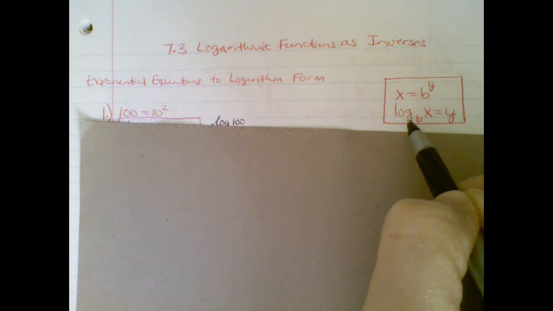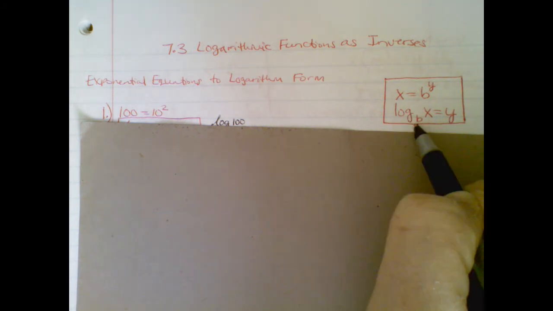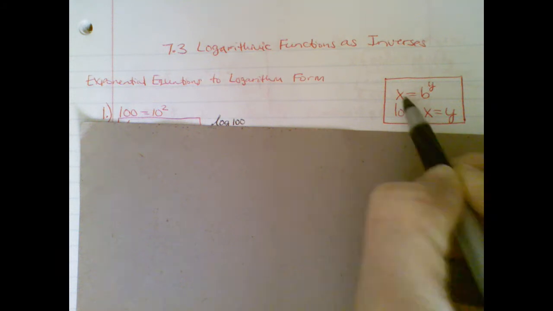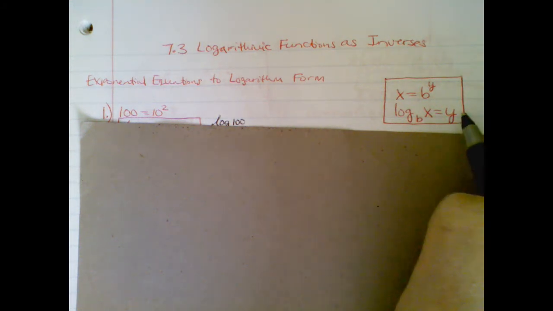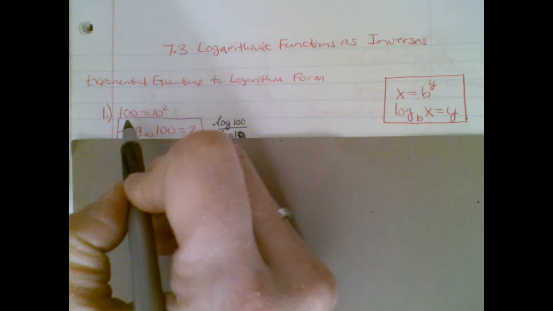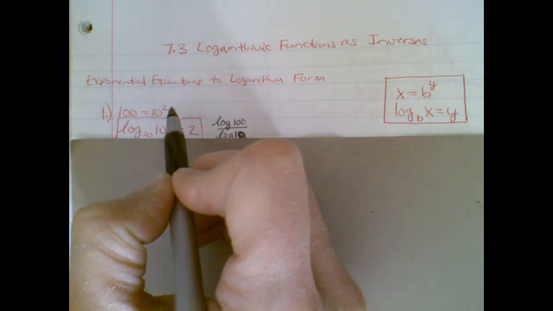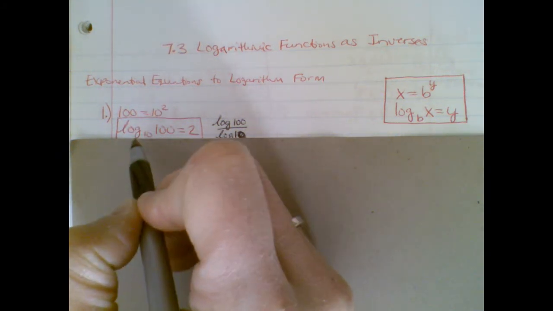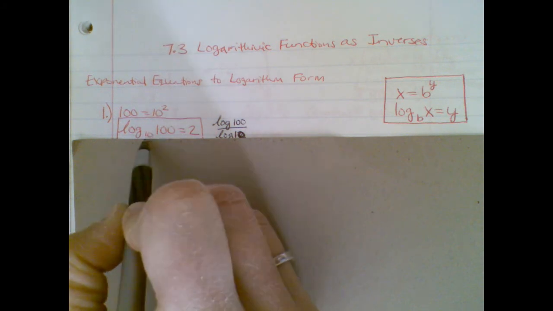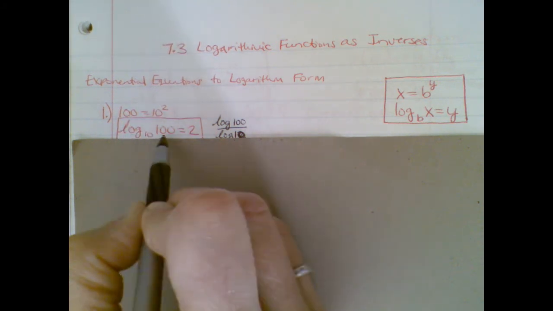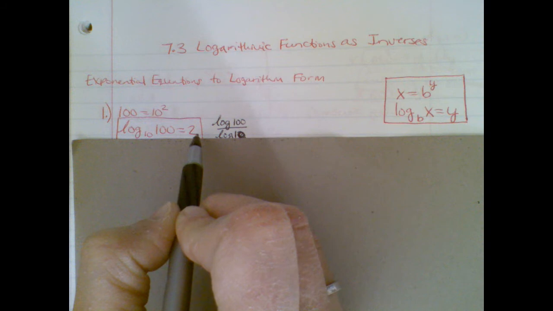And then if they ask you to put it in logarithm form, you'd have log base b of x equals our exponent y. So for this first problem, we have 100 equals 10 to the second power. If we wanted it in logarithm form, our base would be 10, so log base 10 of 100 equals our exponent, which is 2.